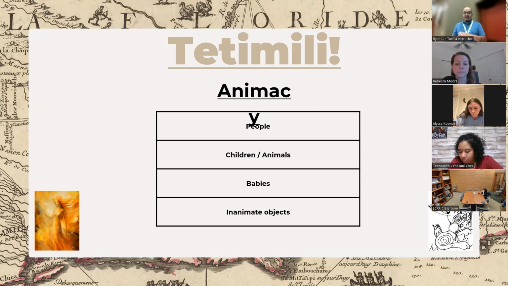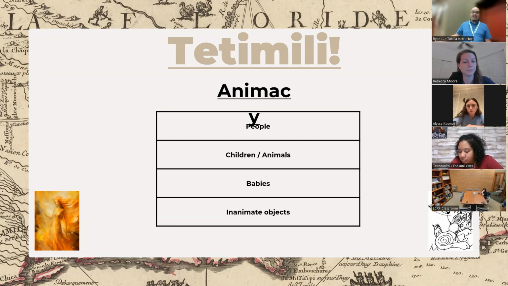Now, the reason children and babies could possibly be lower, Rebecca thinks, is due to mortality rates. I think it's because in Native culture, your name holds great power. It's like you're not really a person until you're named, and depending on where you look, sometimes you're not named until later in life. But Rebecca does bring up a good point. Mortality rate back then was kind of high. So they wouldn't name a lot of the kids or babies until later in life, which is why they could be lower on the animacy level.